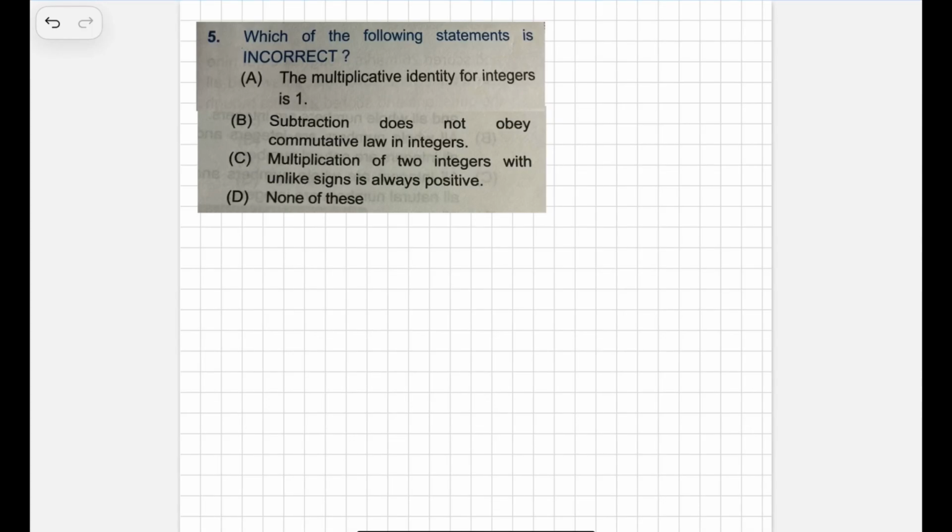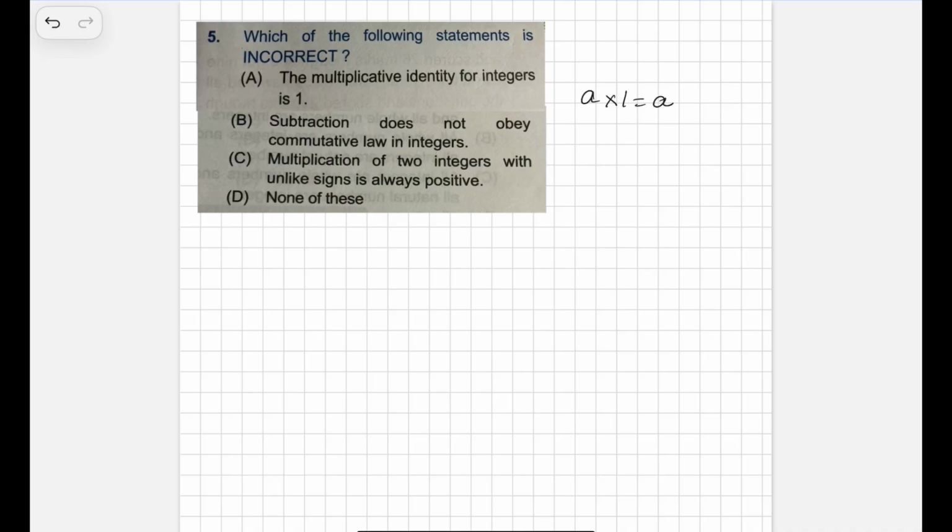Which of the following statements is incorrect? The multiplicative identity for integers is 1. That is, the first option is, if we multiply any integer by 1, the result is the original integer itself. So if you take a as the integer, a into 1 is always a. So this option is correct.